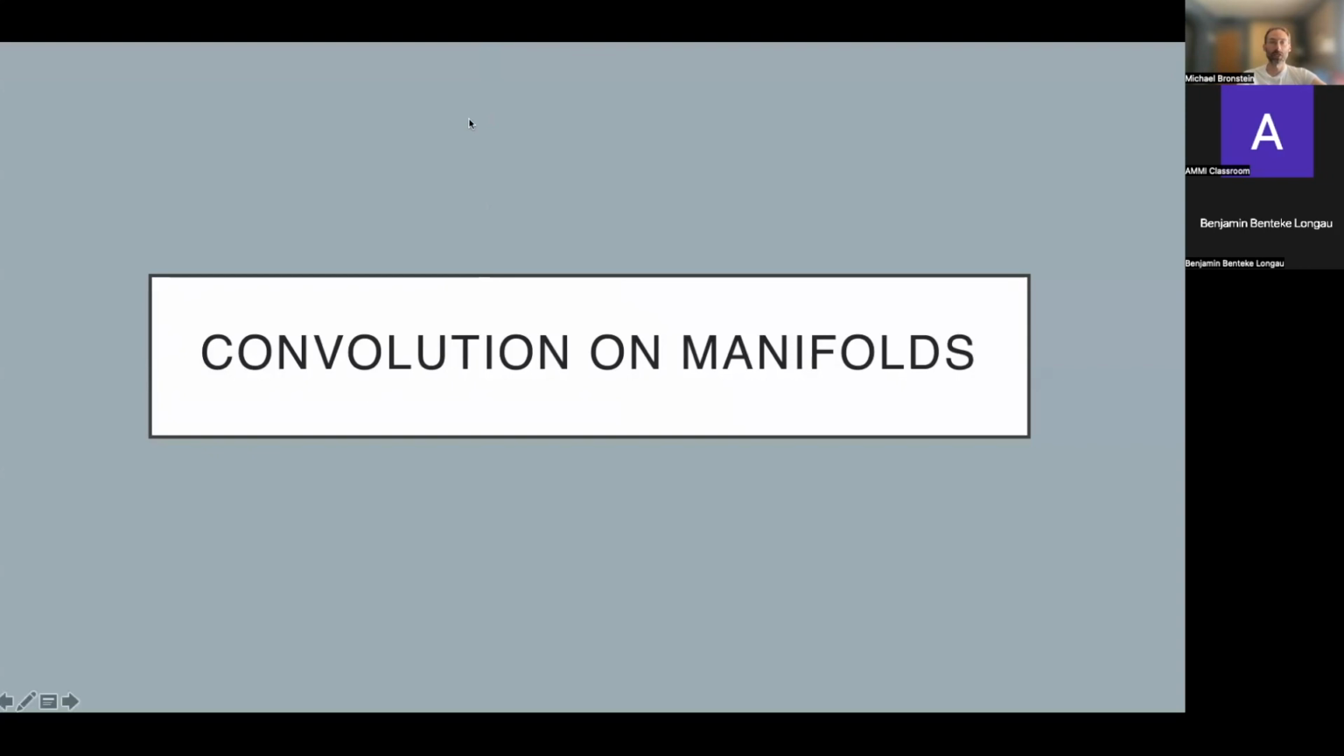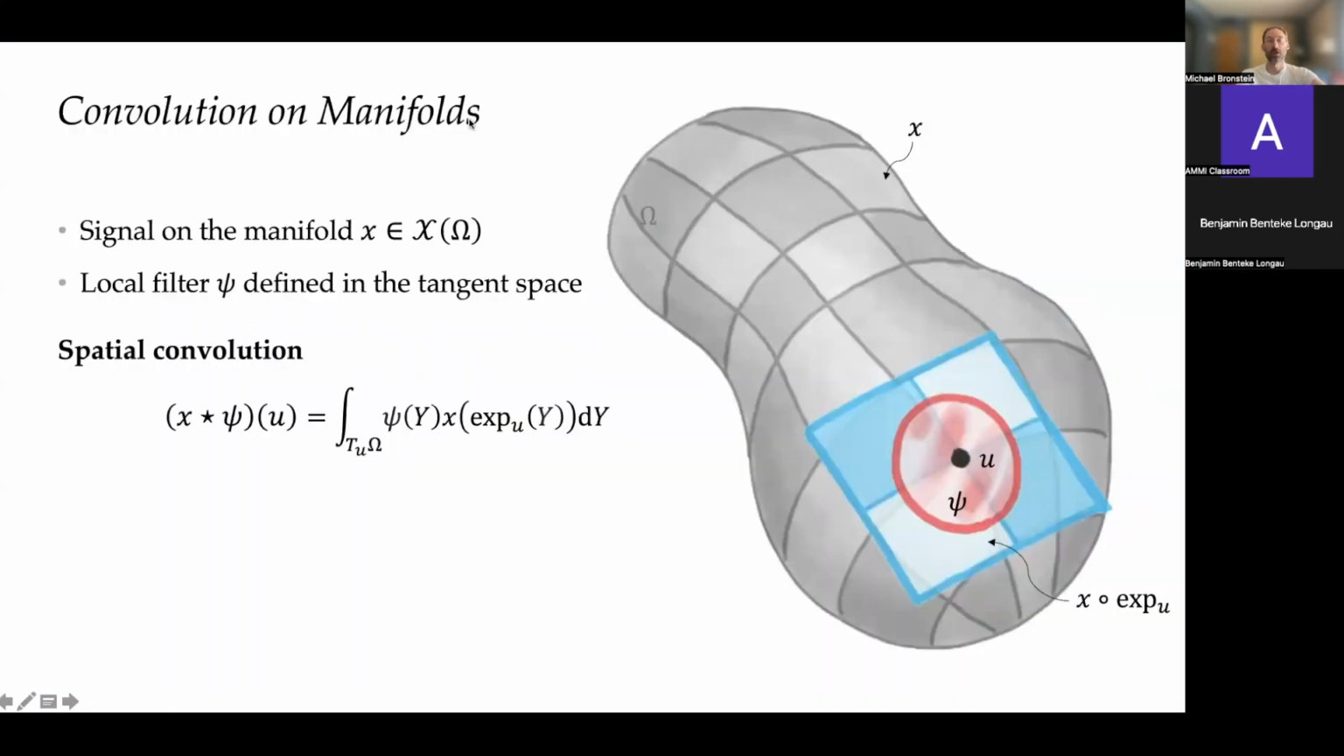So let's now see how we use it to define something similar to convolution. Okay, so we'll assume that we have some signal on the manifold. So it's a function defined at every point, let's say a scalar function. And we define a filter that I denote by psi, like before, in the tangent space.